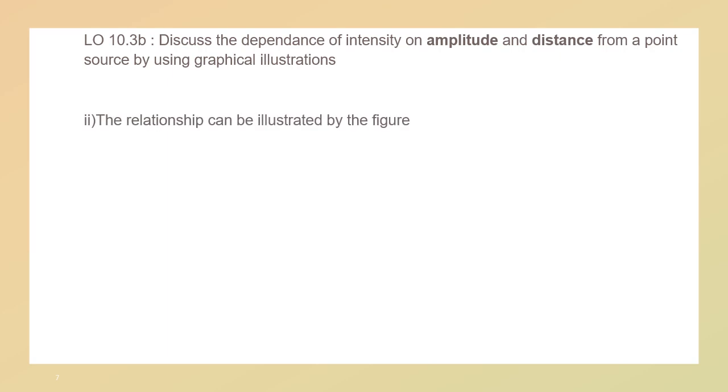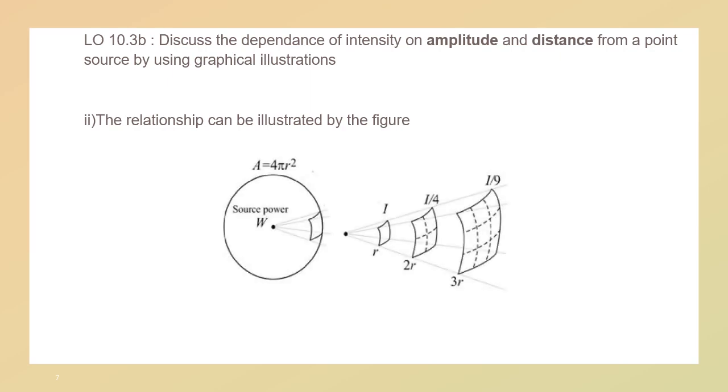The relationship of I and R squared can be illustrated by this figure. This is sound power, where area equals 4 pi R squared. Sebab dia bentuk spherical, jadi area dia adalah 4 pi R squared. Jadi lagi jauh distance, intensity akan decrease.